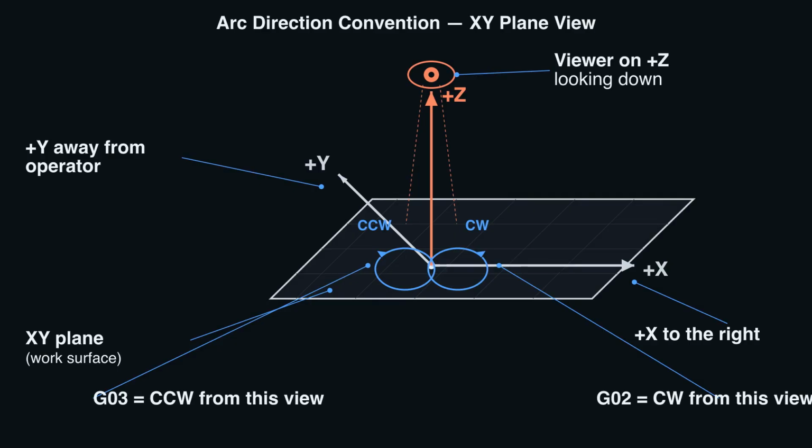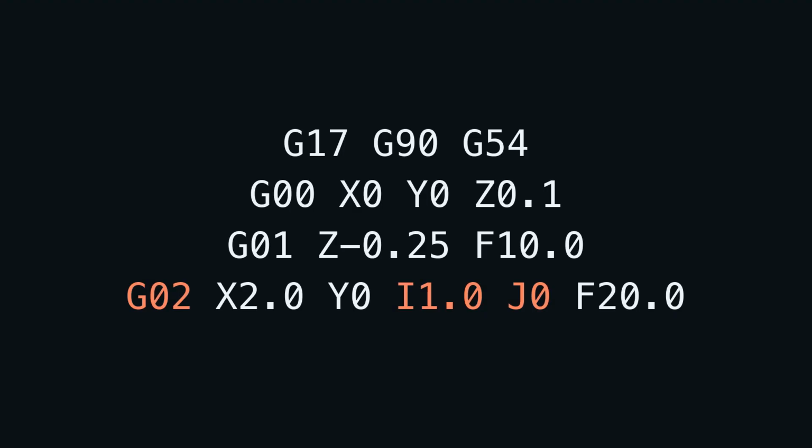The standard says this. You view the arc from the positive side of the axis, perpendicular to the plane, looking back toward the origin. On a vertical mill in the XY plane, that means looking down the Z-axis from above. So this line, G02, X2.0, Y0, I1.0, J0, sweeps clockwise when you're staring down at the table from above.